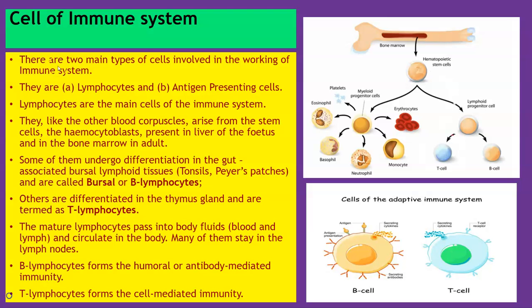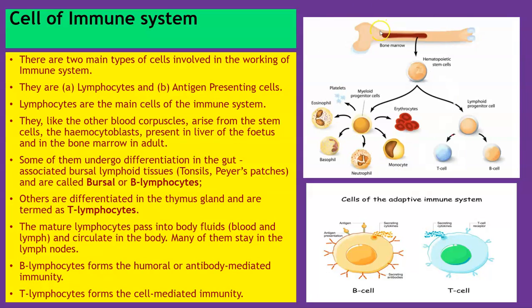So let's begin. Students, there are two main types of cells involved in the working of the immune system. They are the lymphocytes and the antigen presenting cells. Lymphocytes are the main cells of the immune system. They, like the other blood corpuscles, arise from the stem cell, the hemocytoblasts present in the liver of the fetus and in the bone marrow of an adult.